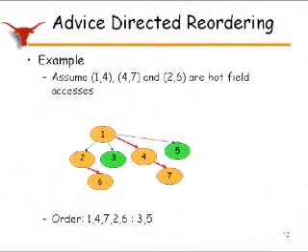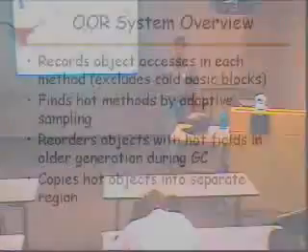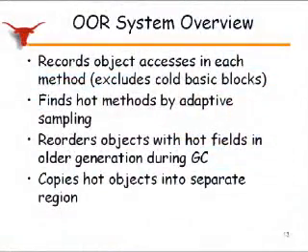And we allocate those hot objects into a separate space. So inside memory, we can see we allocate 1, 4, 7, 2, 6 in the hot space, and 3, 5 in the cold space.